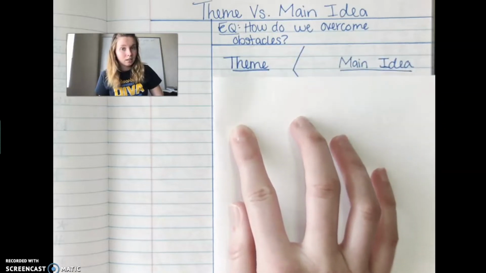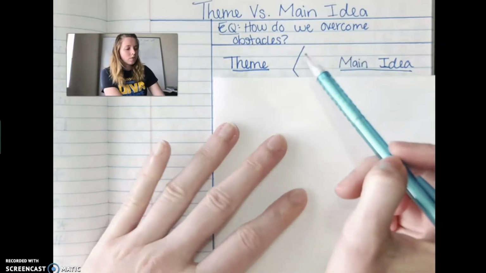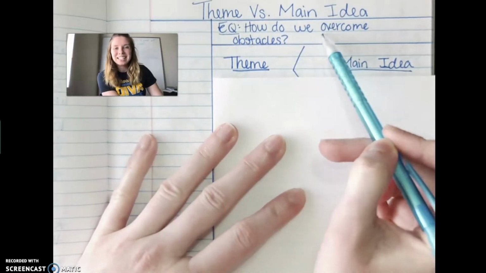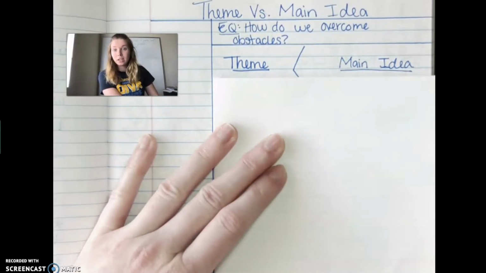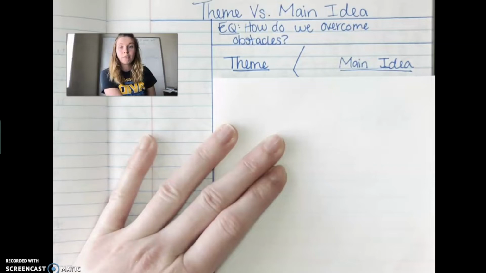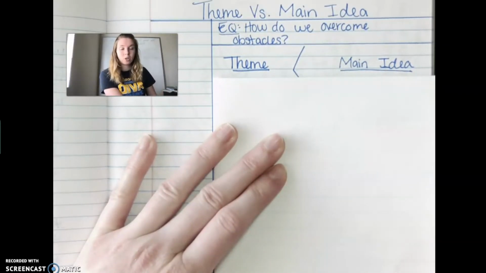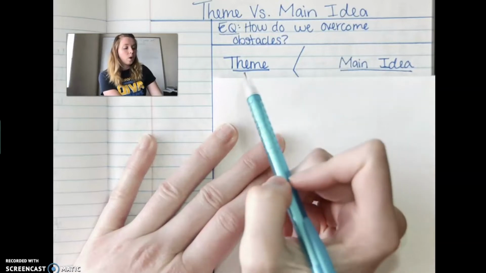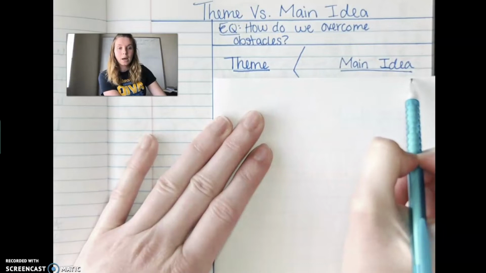is making sections. So you'll notice there's sort of a line here. I made a zigzag line all the way down the middle of my notes section. So please do that first. Make that zigzag line all the way down the middle of your notes section. On one side, you're going to write theme. On the other side, you're going to write main idea.